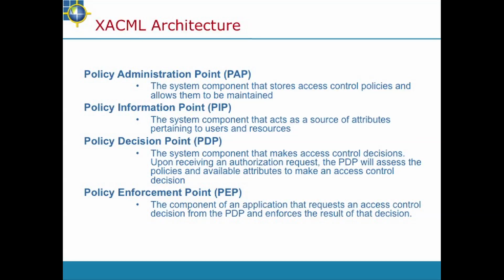The Policy Decision Point is the system component that actually makes access control decisions, whether an access by a user is to be permitted or denied. Upon receiving an authorization request, the PDP will assess appropriate policies obtained from the Policy Administration Point and appropriate attributes from the Policy Information Point and achieve a decision, which it sends to the Policy Enforcement Point, which is the component that's actually embedded in the application and controls the access by the user, either allowing or disallowing access based on the decision returned by the PDP.